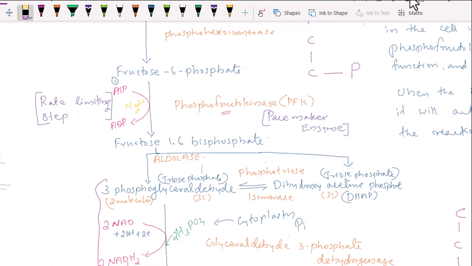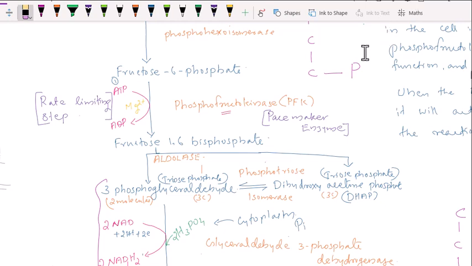According to the requirement of the cell, it can speed up or slow down this metabolic pathway. It can speed up when there is a requirement of ATP. If there is no need of ATP, this reaction will slow down. Who is responsible for that? This enzyme. That is why we term this step the rate limiting step of glycolysis, the speed controlling step. The speed of glycolysis can be regulated with the help of this enzyme, which can also be termed the pacemaker enzyme. So that is the third step.